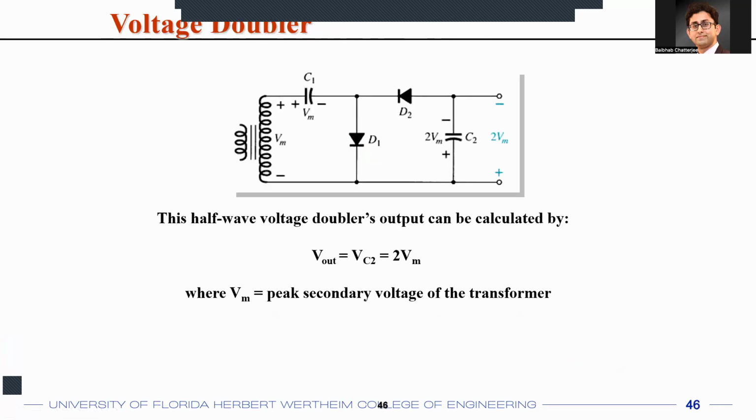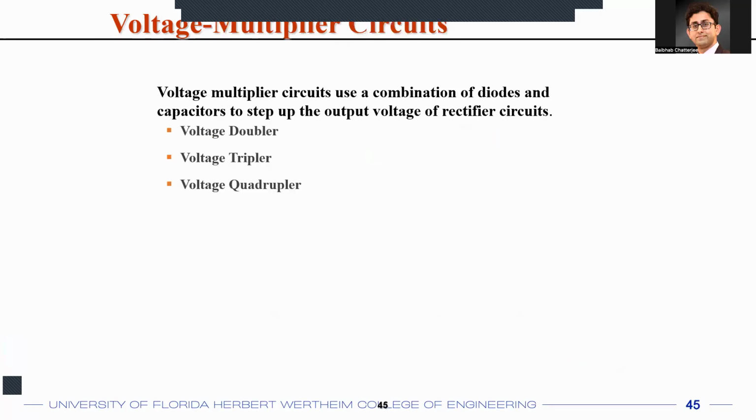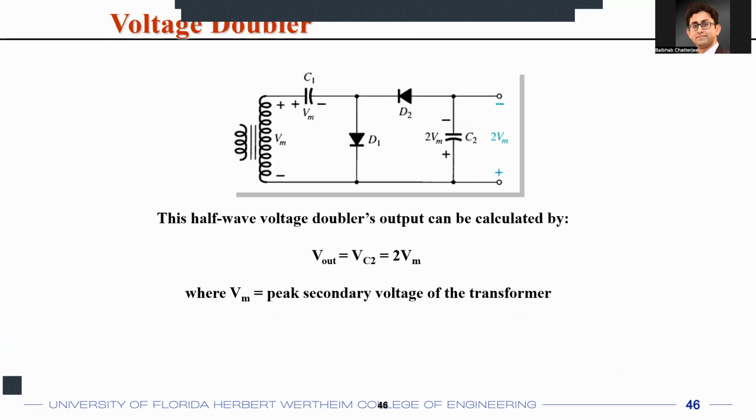All right. So you can actually keep on using this theory. The idea is that you store the voltage in a capacitor and then use the stored voltage in the capacitor in the next half cycle. So you can use the same concept to create voltage doublers, voltage triplers, voltage quadruplers, and so on. So how do you do that?